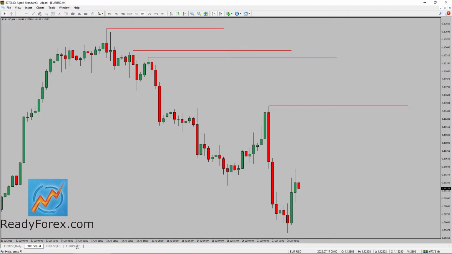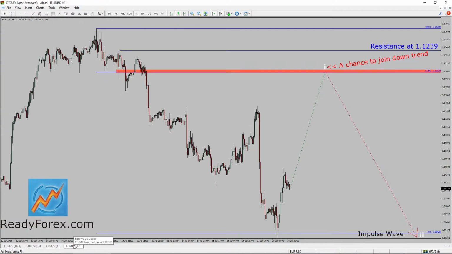Next, let us take a look at 1-hour time frame. As far as the trading is concerned, a good idea is to look for a bullish pullback first at or around 0.786% Fibonacci retracement level. The value is 1.1203, and then maybe it is a good idea for the market to expect a reversal. For those who are trying to sell at the current price level, I think it's not a good plan.